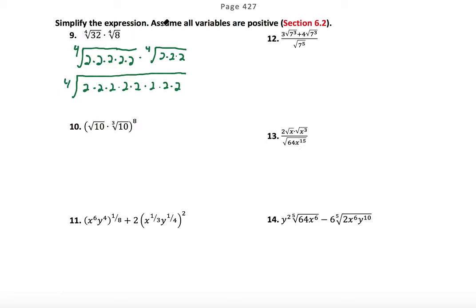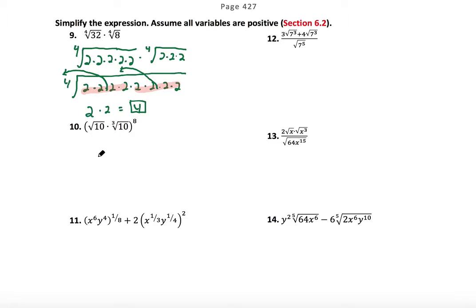And what we're looking for with the fourth root are factors that repeat 4 times. So I see I have 1, 2, 3, 4 2's, and I have another 1, 2, 3, 4 2's. So I'm going to take this grouping of 4 2's out and write it, and I'm going to take this grouping of 4 2's out and write it. And then there's nothing left underneath the radicals, so my answer is 4.